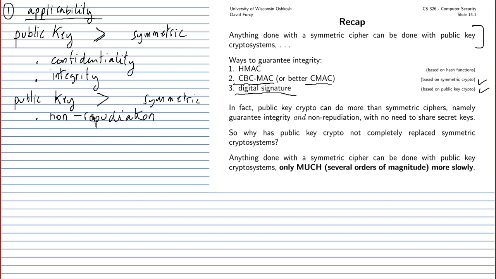So far what we seem to observe is that public key crypto systems are not only as applicable, but actually more applicable than symmetric ones. So the obvious question that should come to your mind then is, why are we still discussing symmetric crypto systems? Or why have public key crypto systems not completely replaced symmetric ones? And the reason has to do with another dimension of comparison, which is efficiency.